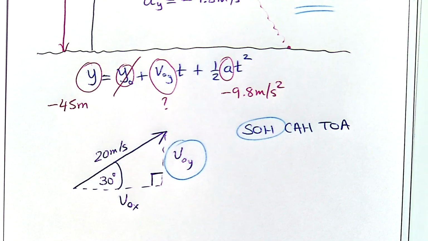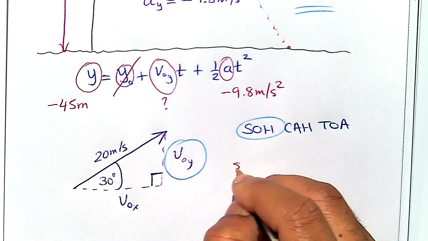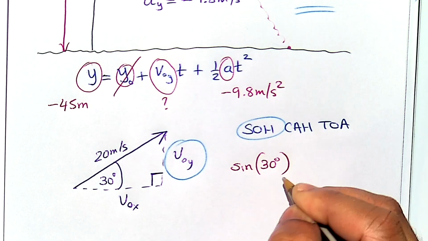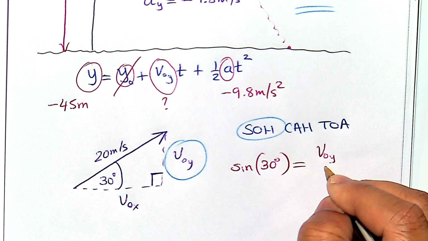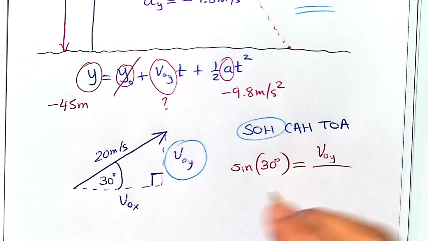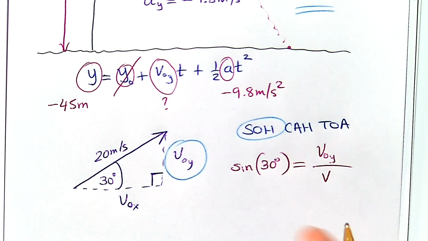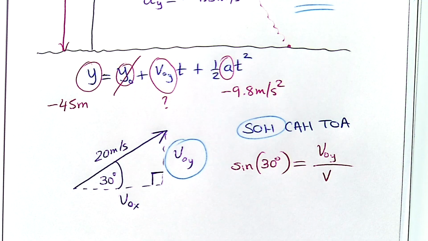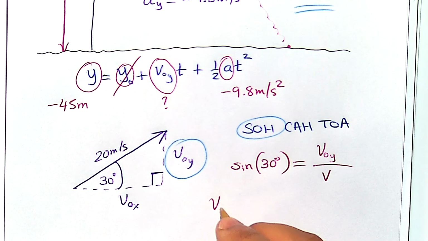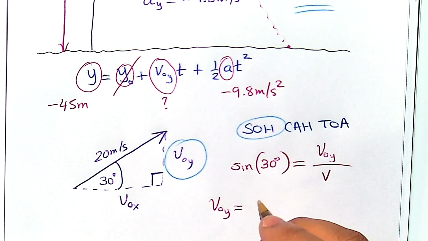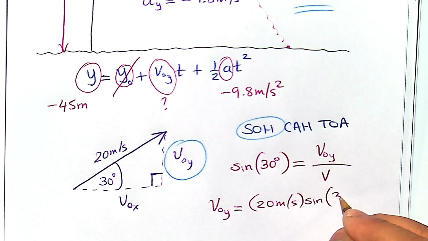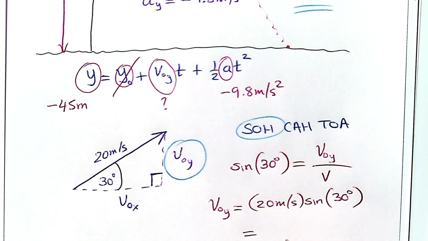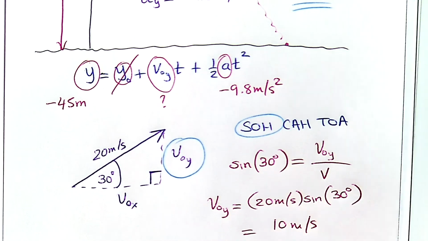So what that means is you can say, well, sine of 30 degrees is equal to its opposite, v naught y, divided by the hypotenuse. I'll just call it v, right? The 20 meters per second, I'll just call it v. And then when I solve for it, v naught y is equal to 20 meters per second times sine of 30 degrees, which is going to be 10 meters per second.